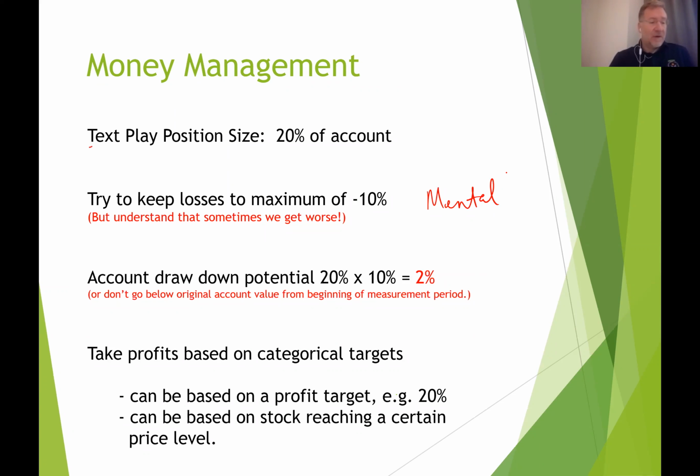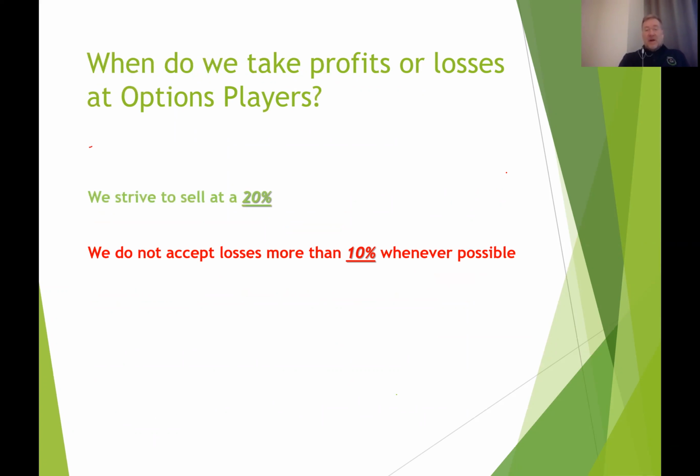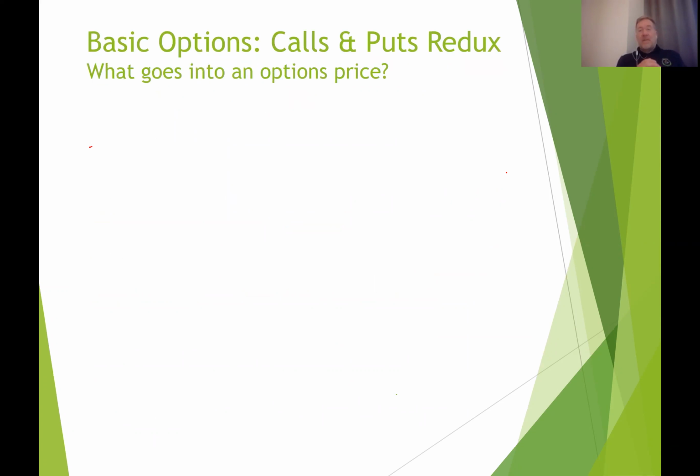Even I don't trade more than maybe 2, 3, 4 positions max at any one time. Okay. So when do we take profits and losses on options plays? As we stated last week, we're taking 20%. And I know I'm harping on this, but we've got to be reminded of this so that we stay focused and sustainable in our trading. And then we don't accept losses more than 10% whenever possible. Okay? We know that.